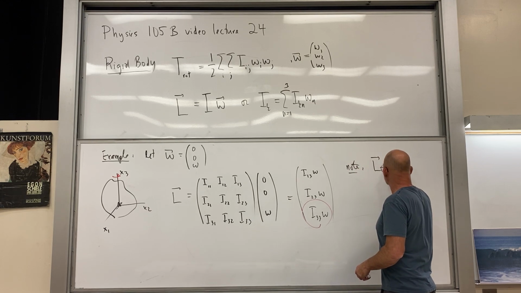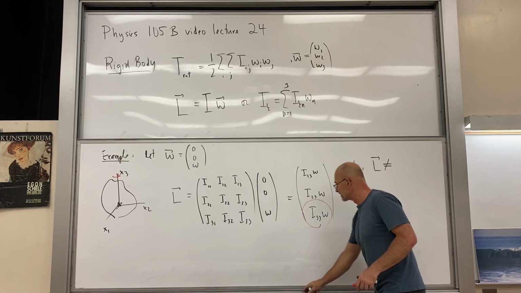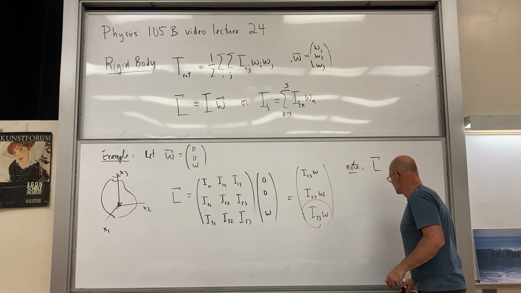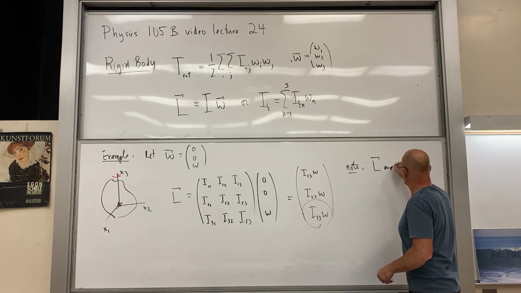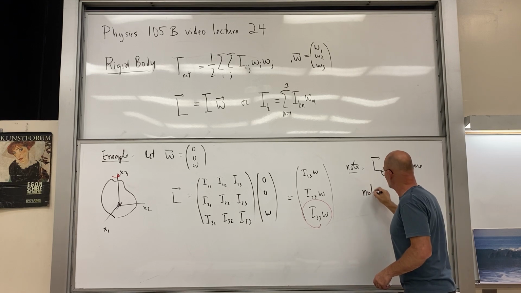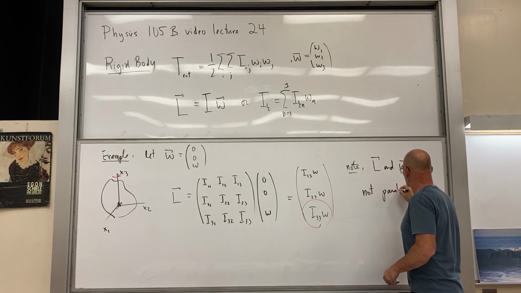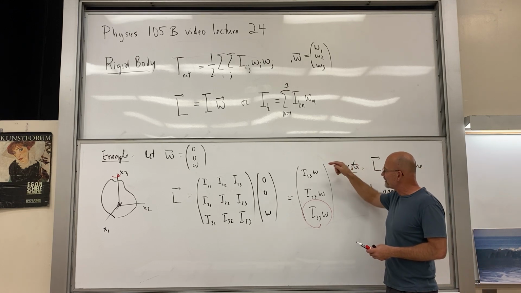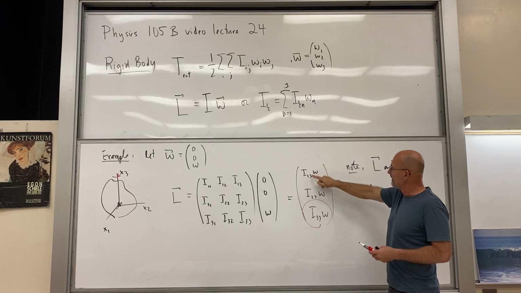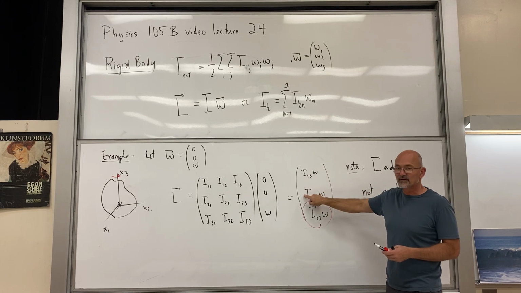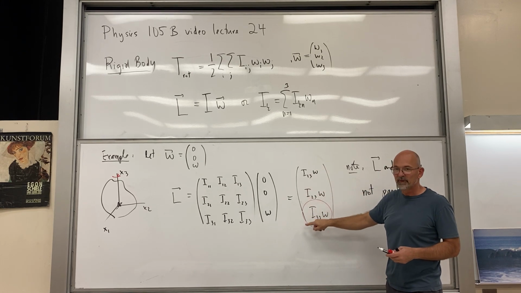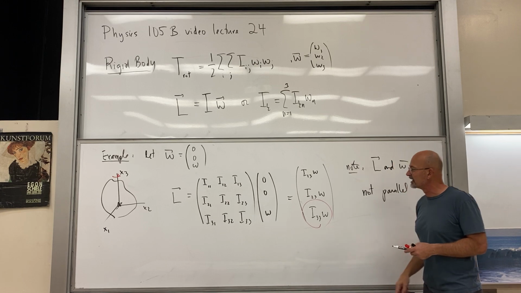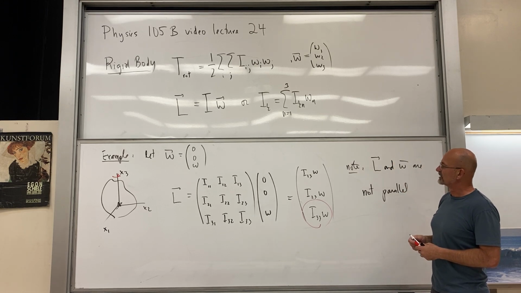L and omega are not parallel. Okay. On the other hand, if it's a sufficiently symmetric body that these off diagonals vanish, then it will be parallel. So we can see all that right here pretty nicely.